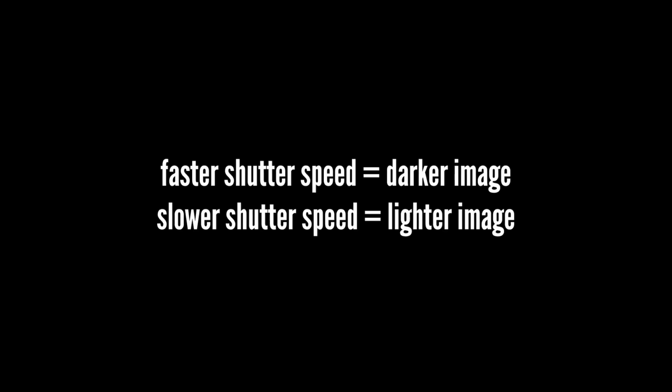For example, 1/48 will set your camera to expose the sensor for a 1/48 of a second per frame. Now the basic rule is faster shutter speed equals a darker image. A slower shutter speed equals a lighter image.